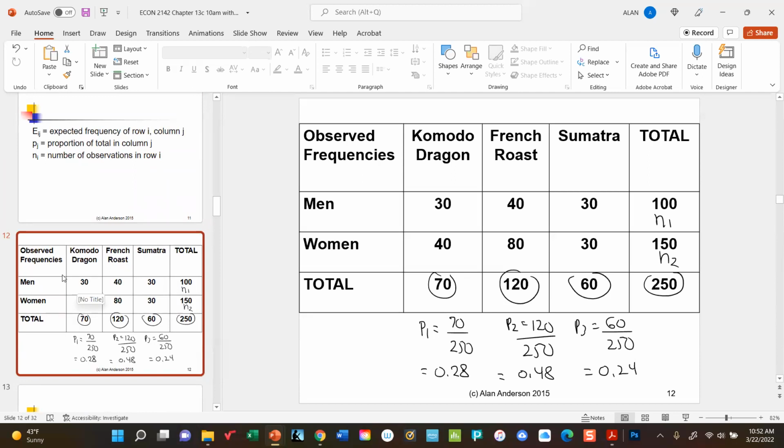So therefore, let's say the expected number of men who prefer Komodo dragon. By the way, let me just fill these in too. These are the observed values. This would be O11, O12, O13. Why? Because the 1 represents the row. Remember, it's row, column. 11, 12, 13. This would be 21, 22, and 23. Now, that being the case, E11, the number of men we would expect to see in this category, right here, would be N1.